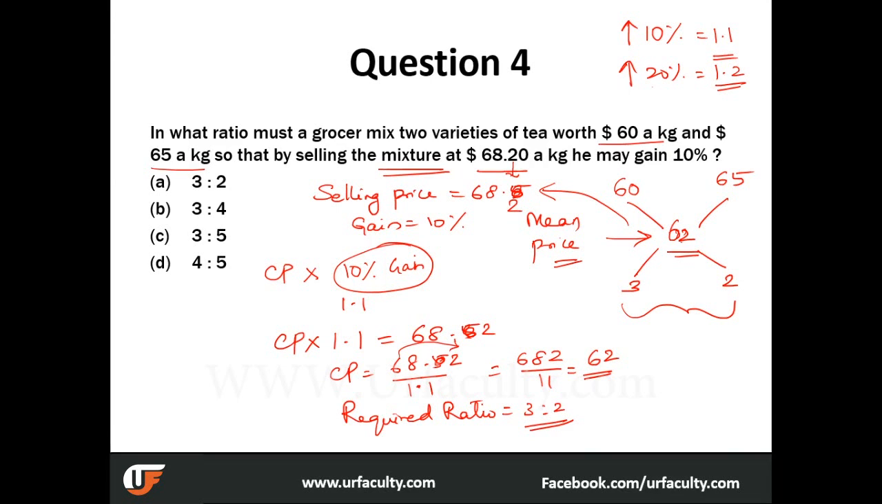So I hope you are able to understand this. Please note, you are not given this value, but you are given the selling price. We used our percentage technique, which is cost price into percentage gain is equal to your selling price, and we found out what the cost price is. The cost price in this case is a mean price, which we needed to derive, and we used it, and we finally found out the ratio.